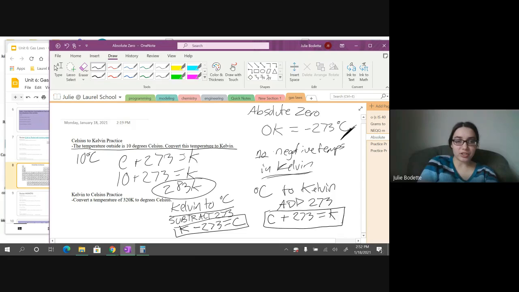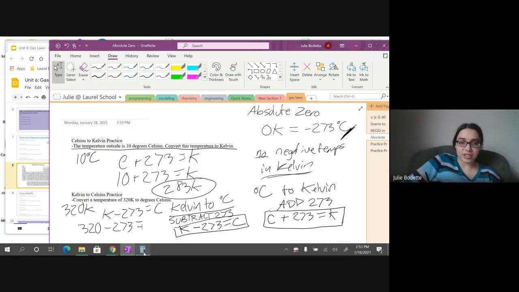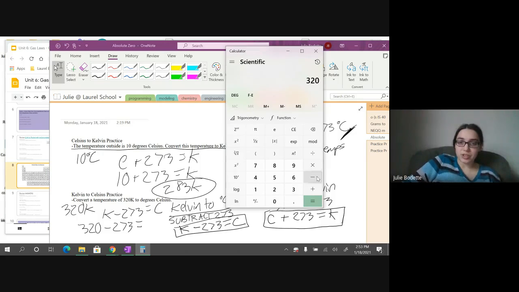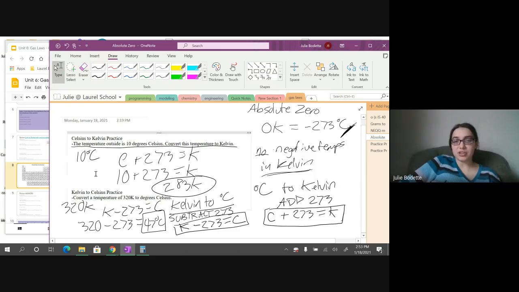Okay, so we've got this equation. So we've got 320 Kelvin. We need to convert to Celsius. And our equation is Kelvin minus 273 equals Celsius. So I can say 320 minus 273, and that will get me my temperature in Celsius. So 320 minus 273, and that gives me 47. It's going to be 47 degrees Celsius. Okay, so that's all of the practice ones, and then I'm going to move on to teaching you guys some new stuff.